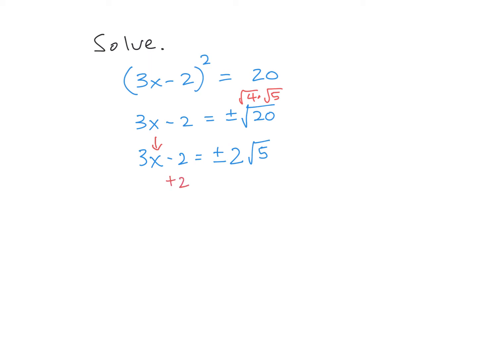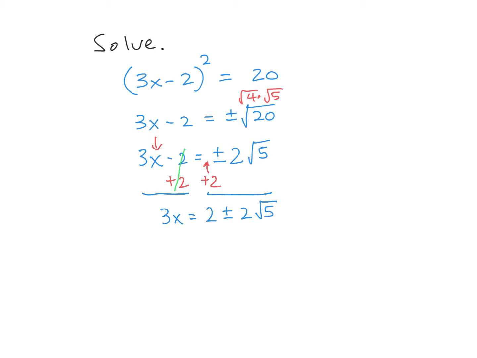So if I'm going to add 2 to the left side, I have to add 2 to the right side. But in these cases where I have pluses or minuses involved especially, I'm going to take that plus 2 and stick it in front of my plus or minus. Otherwise, you may inadvertently lead yourself to believe that some things are positive or negative that aren't. So that 2 on the right side is always going to be a positive 2. So 3x equals positive 2 plus or minus 2 square roots of 5.